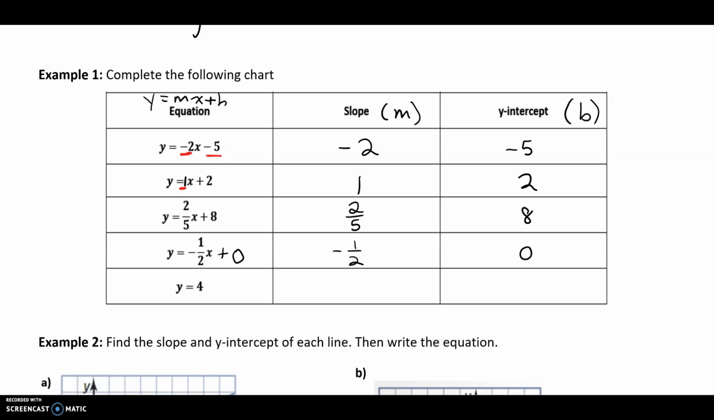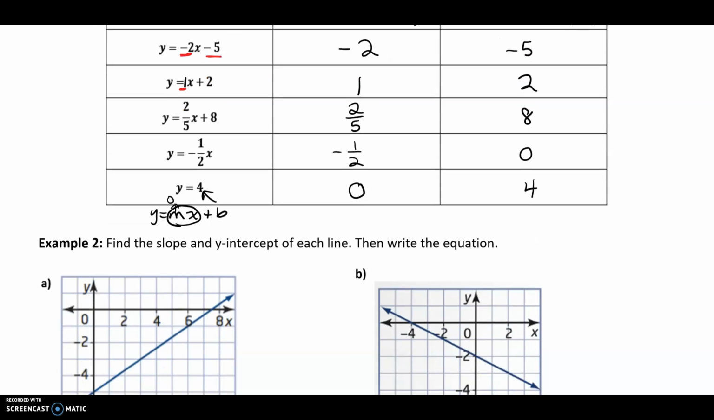And we saw this equation in our last unit in our direct variation. Y equals 4 is interesting, so if I look at the general form mx plus b, the 4 is the b, so that's my y-intercept. There is no mx term. That tells me that m has to be 0. And then we know if we were to graph that, that would be a horizontal line. All right, let's take a look at example 2.